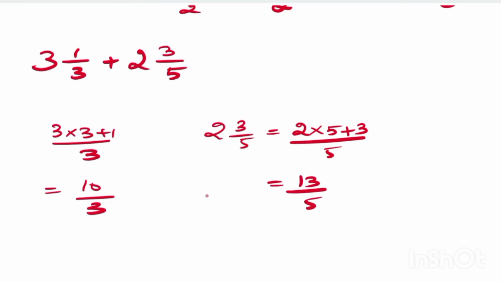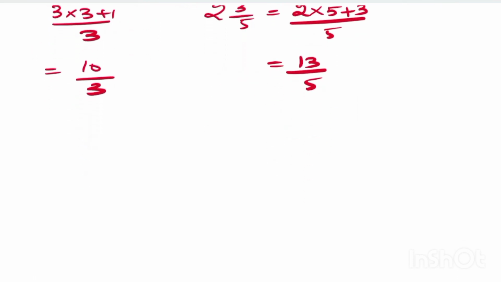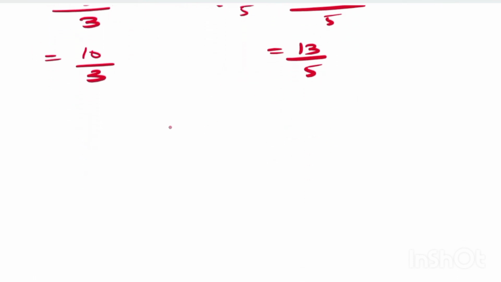So we have got two improper fractions with different denominators. What will be the first step here? When the denominators are different, you are supposed to take the LCM and make the denominators the same. So what is the LCM of 3 and 5? The LCM of 3 and 5 will be 15. Now you have to convert 3 and 5 into 15. For converting 3 into 15, by which number will you multiply? You will multiply by 5, because 3 into 5 is 15.